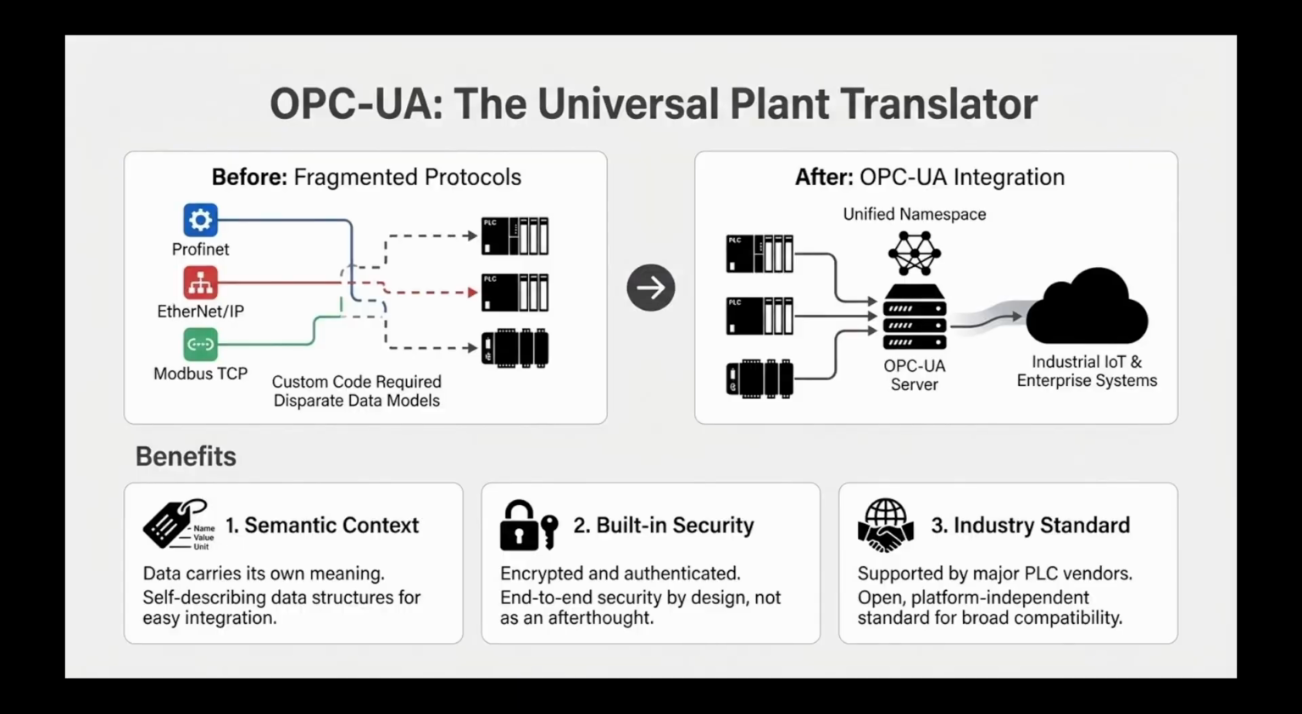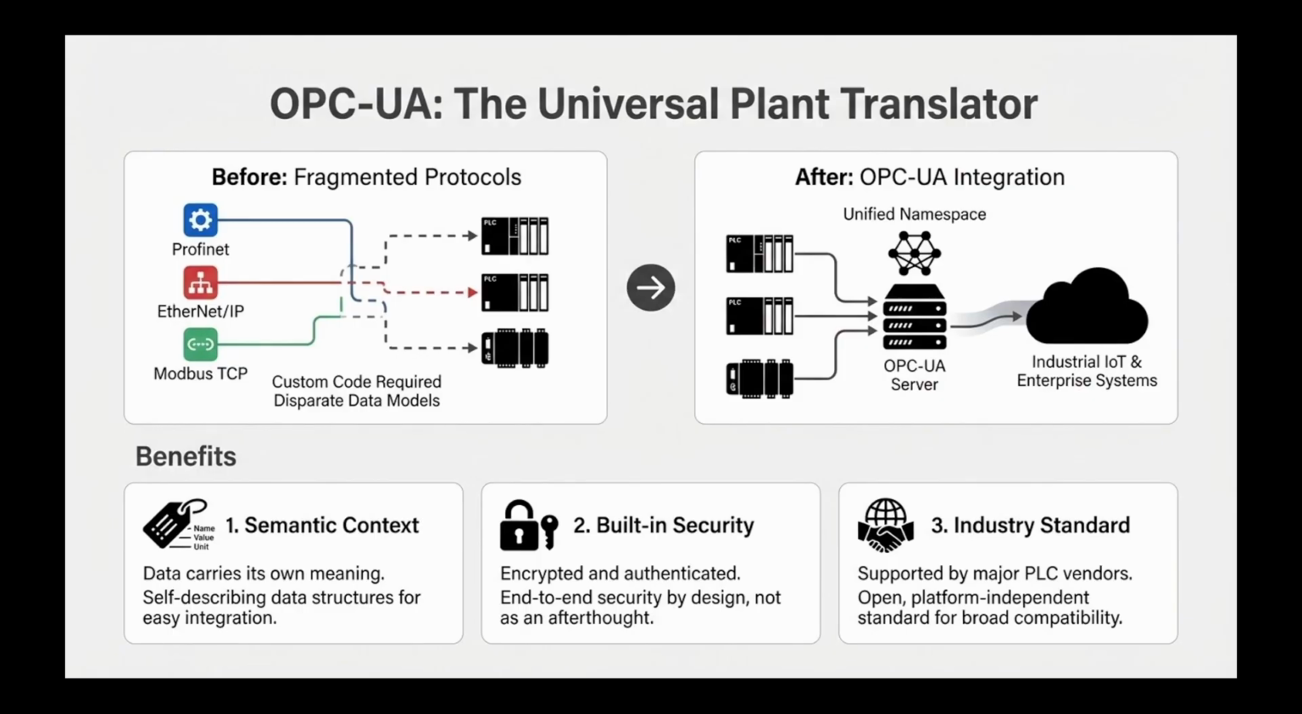OPC-UA sits just above all of them. One protocol layer, all your PLCs connect to one OPC-UA server. That server presents one unified namespace to your AI platform, your cloud, your MES, your ERP. You write the integration once, and every system speaks to one layer.